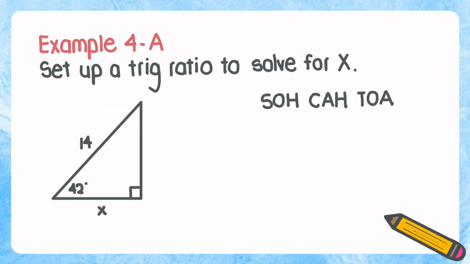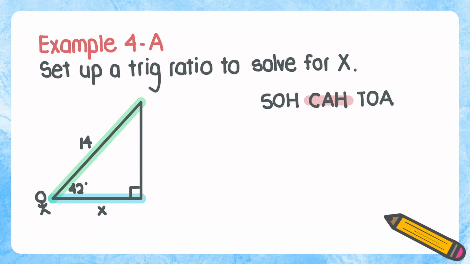Here's example 4, part A. Let's draw a person at the given angle and see which sides we're working with. So we're given the hypotenuse, and then we're also working with the adjacent side, the side right next to the person. So which trig ratio would we set up here? We're working with the adjacent side and the hypotenuse. In this case, we would use the cosine function.